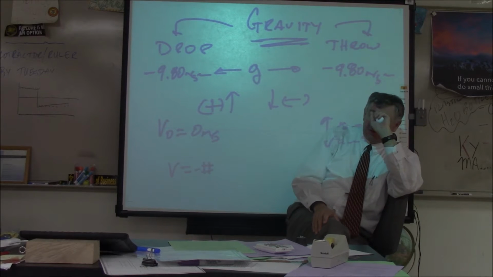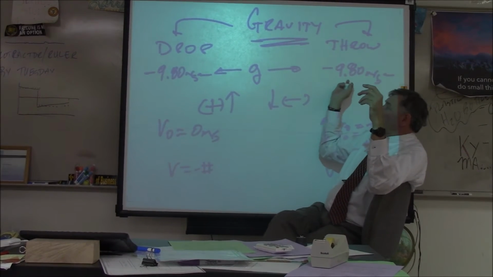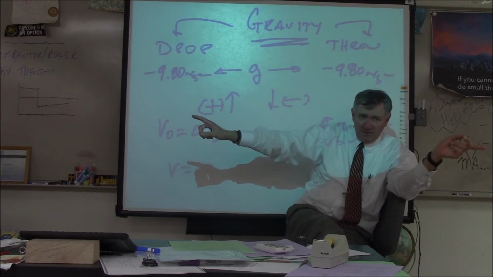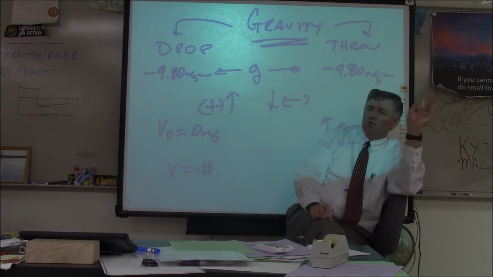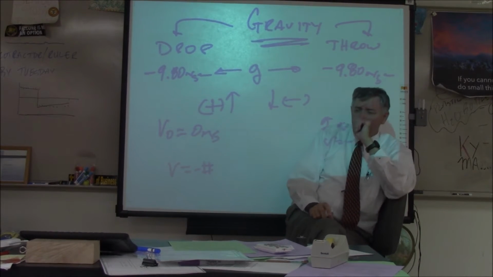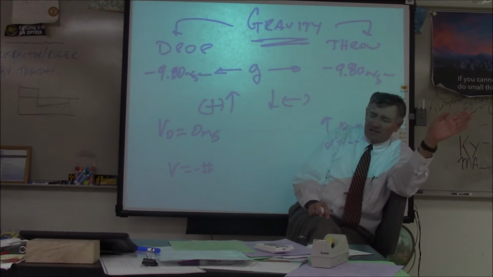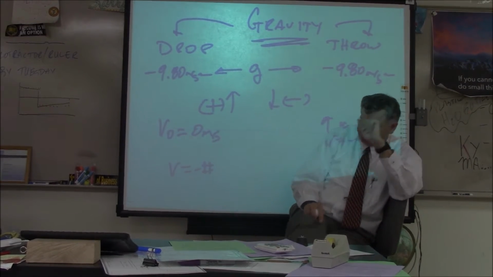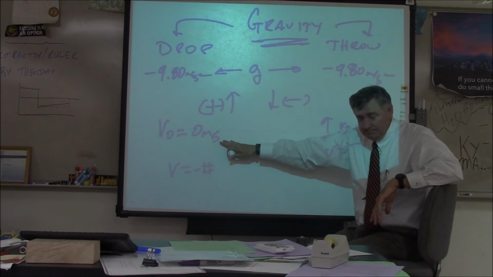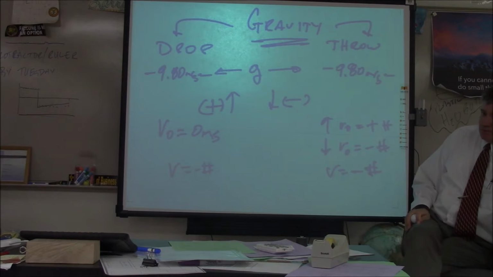But here's what's going to be important: whether I drop it or if I throw it, g is always going to be negative 9.8 meters per second squared. You're not thinking, do I make it positive or do I make it negative? There's nothing to think about. You just let g always be negative 9.8 meters per second squared. So your initial velocity, if you drop it, is 0. If you throw it, it depends upon which direction that you throw it.